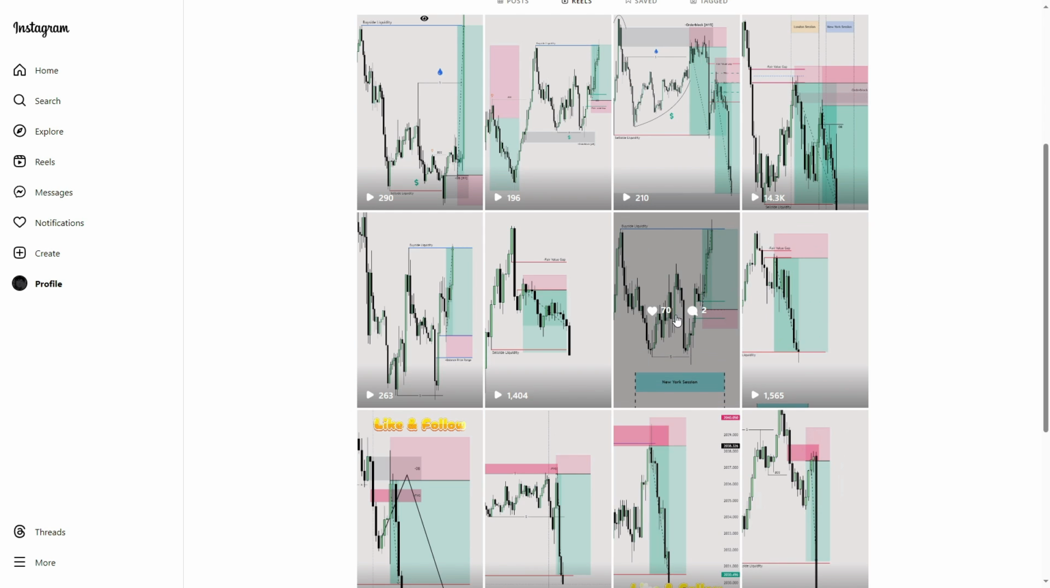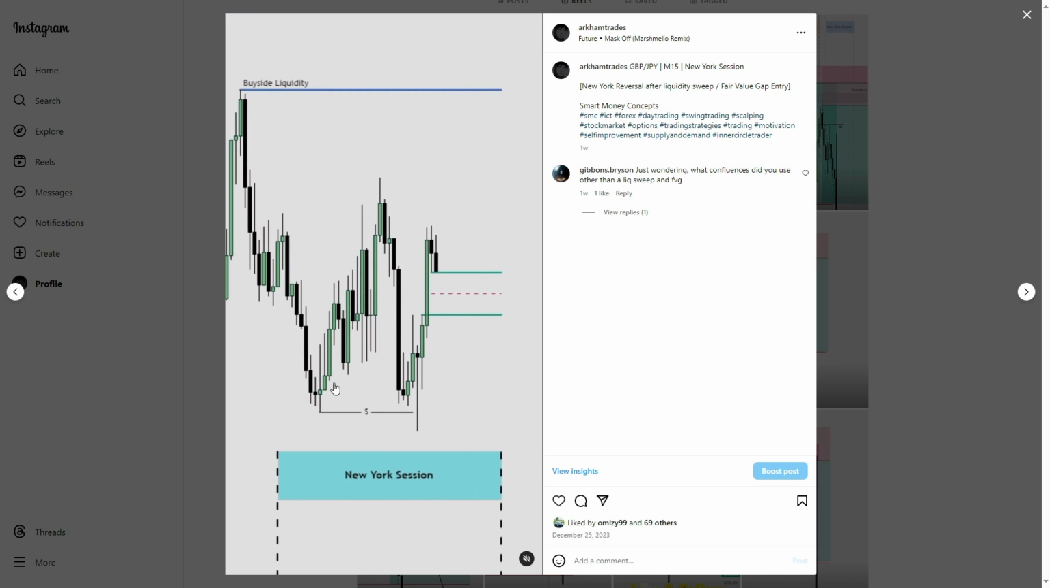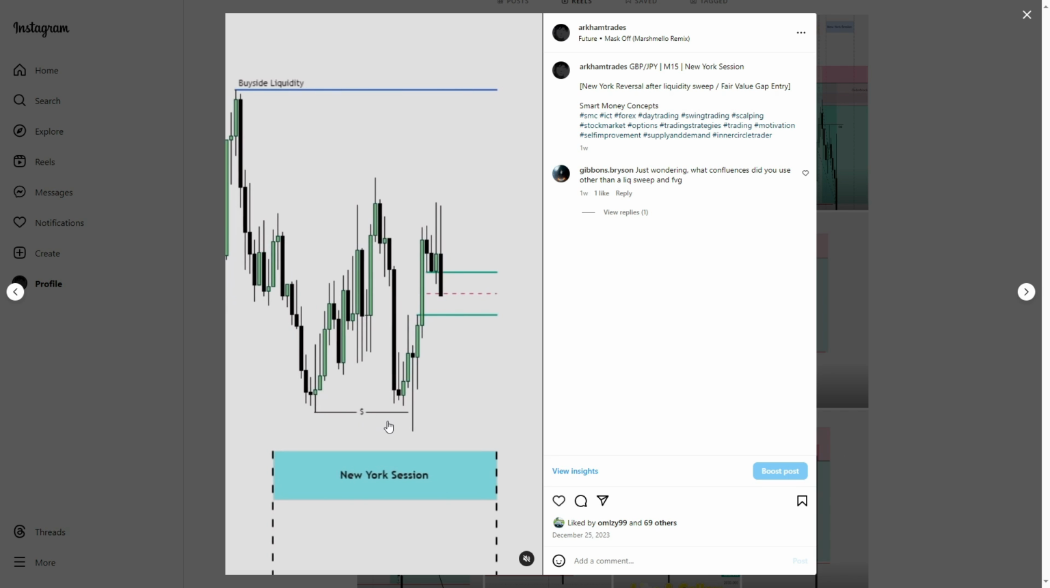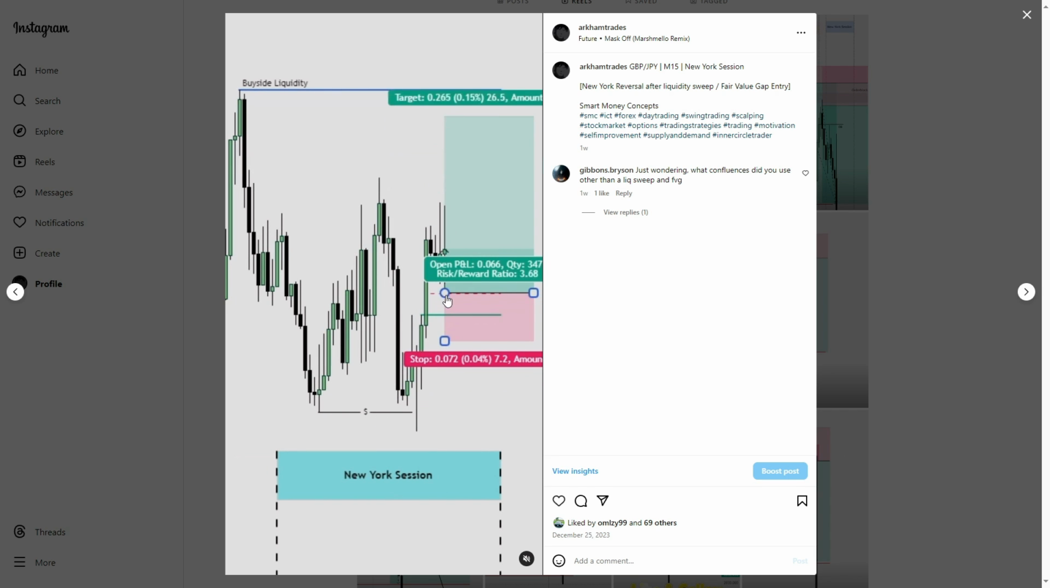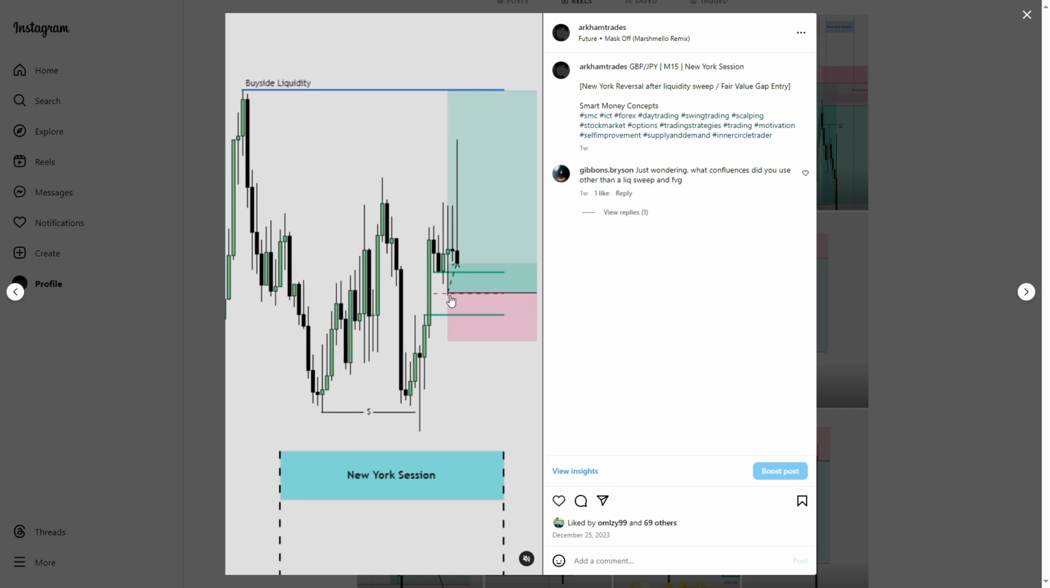So first example here would be something like this. This down here would be your turtle soup. Push higher. This would be your first stage accumulation. And buy side liquidity up here.